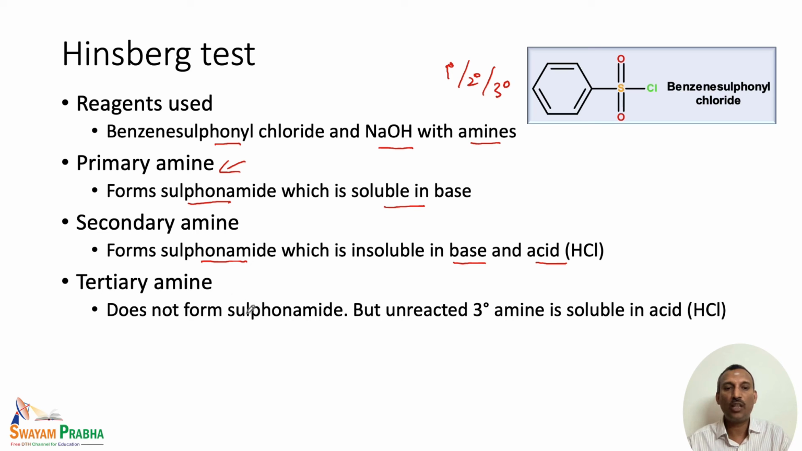And if you look at the tertiary amine, they do not even form sulfonamide, but the unreacted tertiary amine is soluble in acid because the unreacted amine has a basic unit, that is the amino unit. We have the tertiary amine, the nitrogen is there. So, this can react with the acid. Base and acid react to form salt. In this particular case, that tertiary amine is soluble in acidic condition, that is in acid. That is the reason we can differentiate what the starting material is, whether we have a primary amine, secondary amine or tertiary amine.